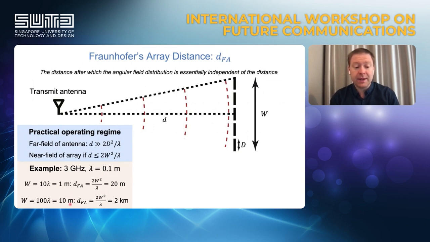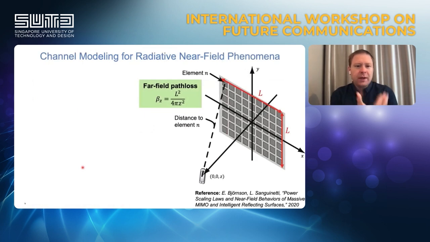And if I make my array 10 meters long, then it turns into 2 kilometers. So all of a sudden, if you make the arrays already in conventional frequency bands, like 3 gigahertz, 10 meters by 10 meters or something like that, then you will have a Fraunhofer array distance which is kilometers. So essentially everything you're trying to serve will be within that range, which is opening up to communicate in the radiative near field. So what does this mean?